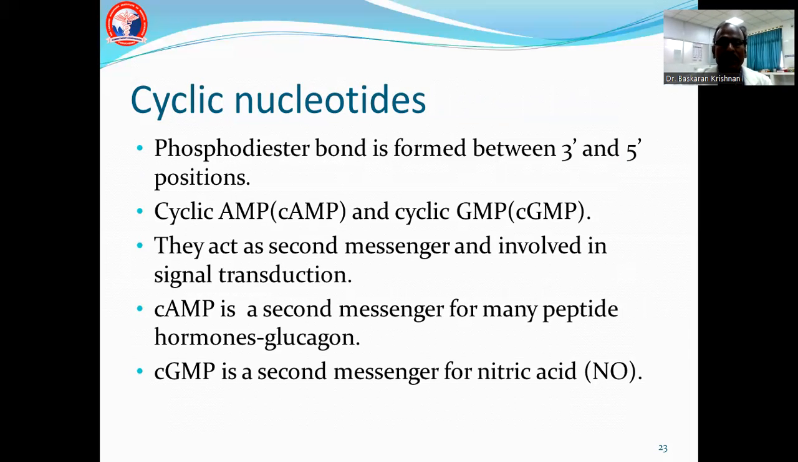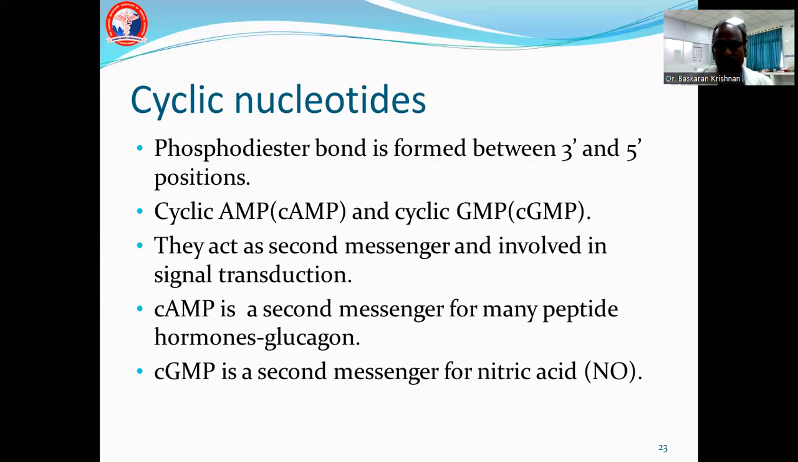Cyclic nucleotides. So far we have seen the phosphodiester bond between two nucleotides, whereas a phosphodiester bond can also be formed within the compound, between the 3 prime and 5 prime positions, and these compounds are called cyclic nucleotides. We have two examples, cyclic AMP and cyclic GMP. They act as second messengers and are involved in signal transduction. That means they carry out the hormonal action.